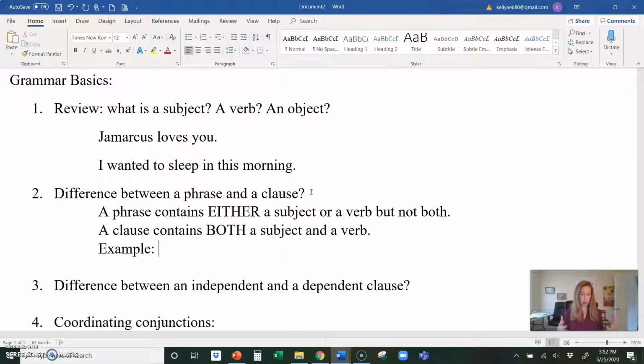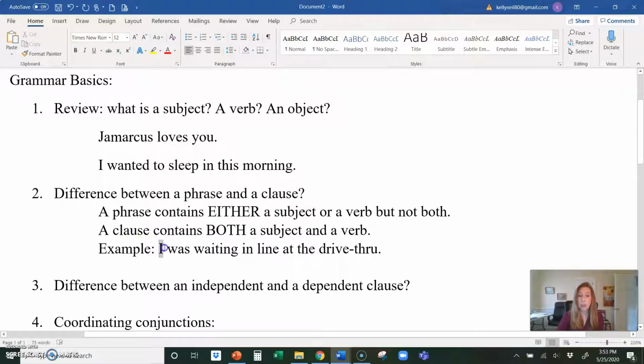Let's start with a clause. An example of a clause: I was waiting in line at the drive-thru. So this is a clause because I have a subject, the I who was doing something, and I have my verb, I was waiting. And then of course I have my object, the rest of the sentence, in line at the drive-thru. So I have a subject and a verb. So this is an example of my clause, okay?